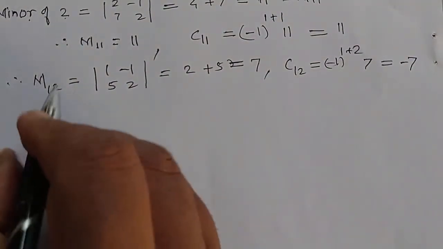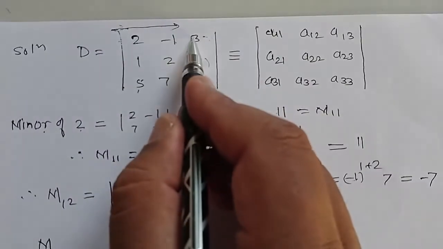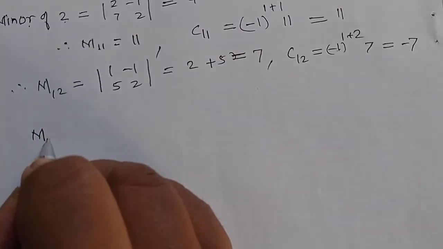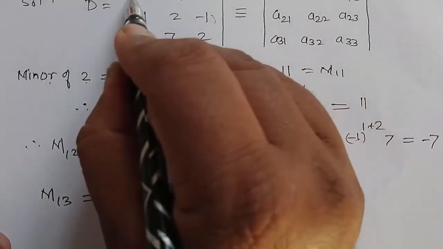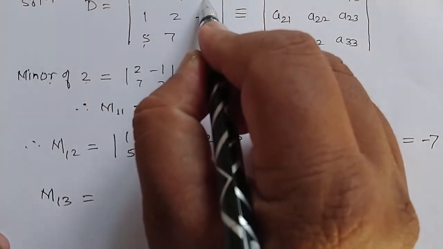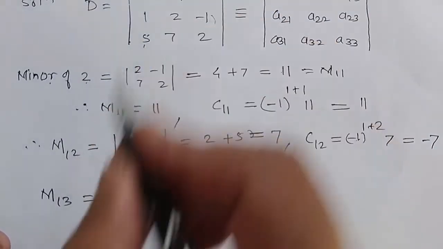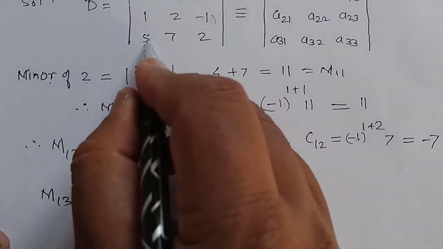Similarly, the minor of the element 3, which is at position 13, is equal to, now deleting the row and column in which the element 3 lies, the determinant 1 2, 5 7.